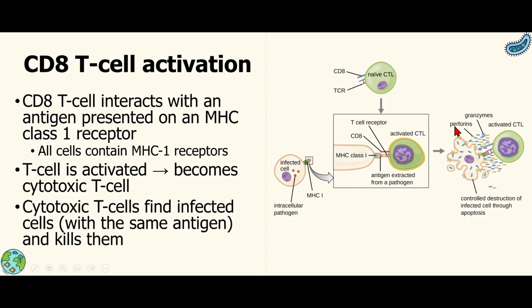And how do these CD8 T cells or cytotoxic T cells kill another cell? They will release these granzymes and perforins. These are enzymes that basically degrade the cell that is supposed to be killed, and it will cause that cell to go through apoptosis, which is cell suicide.